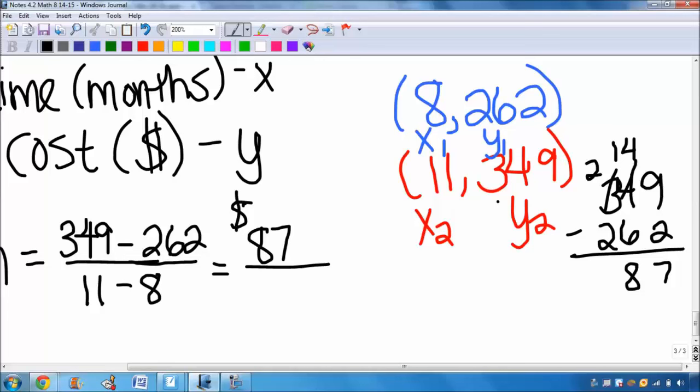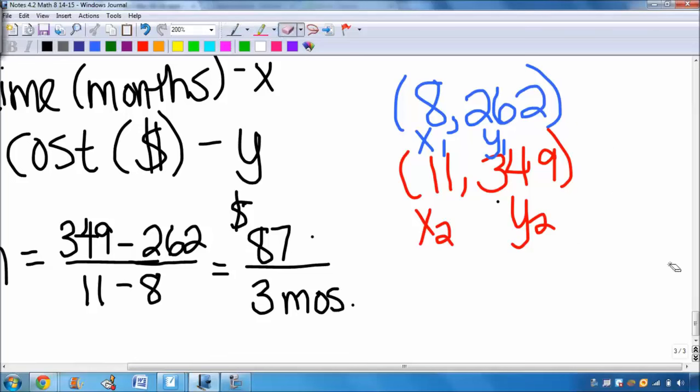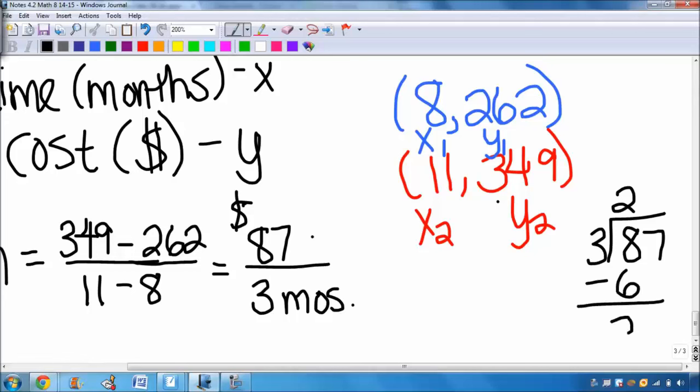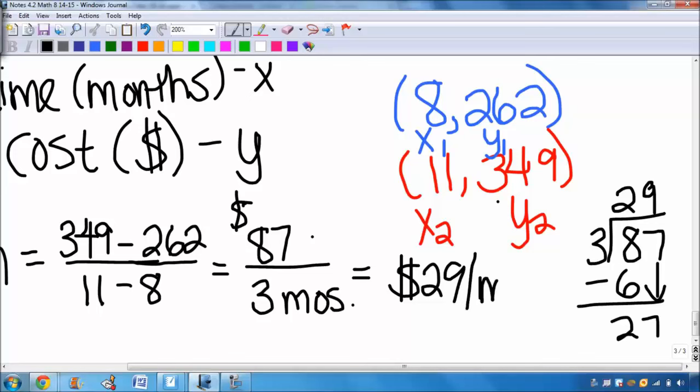And then 11 minus 8 gives you 3, so you get 3 months, okay? Which makes sense because right here, again, Kim is paying an extra $87, but she gets to use it for an extra 3 months. So now all I have to do with my 87 and my 3 is divide it. So let's go ahead and divide 87 by 3 and see what we end up getting. So 3 goes into 8 2 times, so 2 times 3 is 6, subtract it, you get a 2, bring down the 7, 3 goes into 27 9 times, so my answer here is $29 per month, and now I know my fee per month, okay?